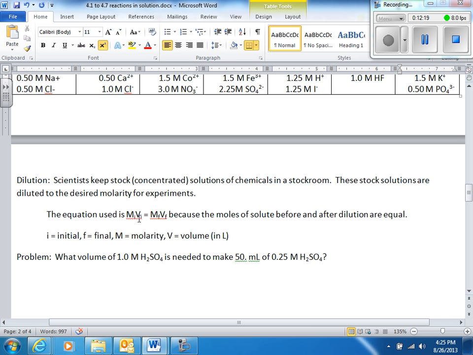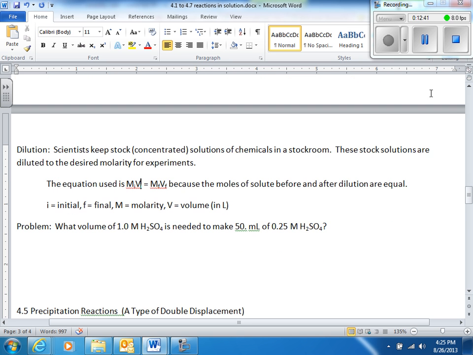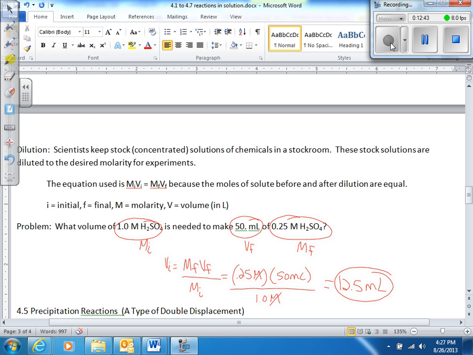So here's our equation. MiVi = MfVf. I is initial, F is final, molarity, volume. So let's do a problem. We've got 1 molar H2SO4. We want to make 50 mLs of 0.25 molar. Notice we're diluting from 1 down to 0.25. I'm just going to go ahead and put those answers up. You can pause this. This should be pretty straightforward.